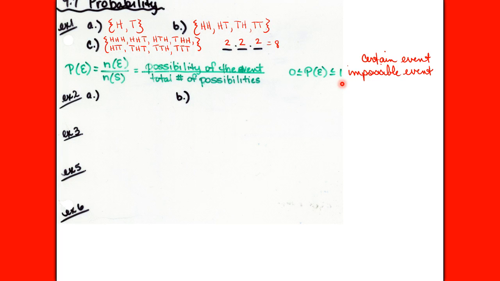Okay, so let's say it's raining outside right now, and we ask, what's the probability of it not raining today? Well, that's impossible because it's raining right now. That probability is 0. Whereas if we asked, what's the probability of it raining today, and I look outside and it's raining right now, that's a certain event. It's happening right now. You might think of that as a 100% chance of rain.